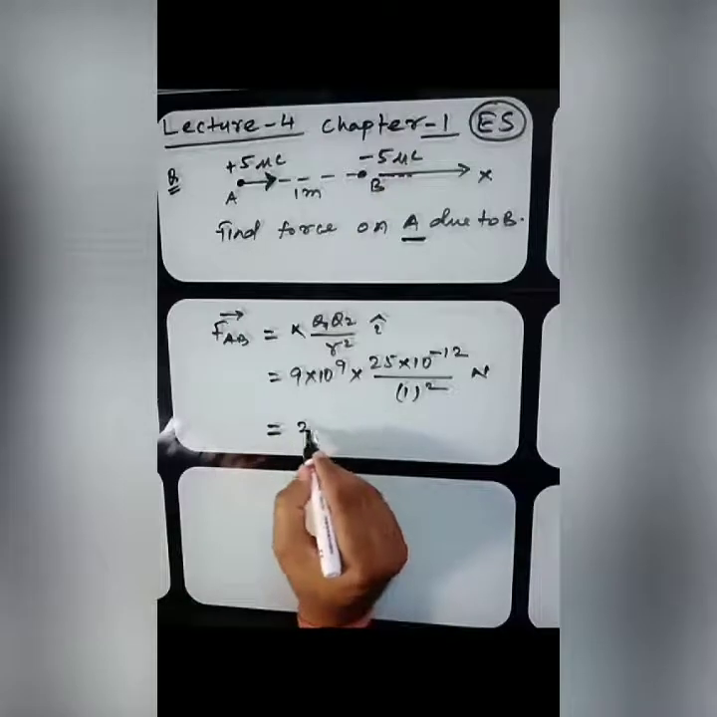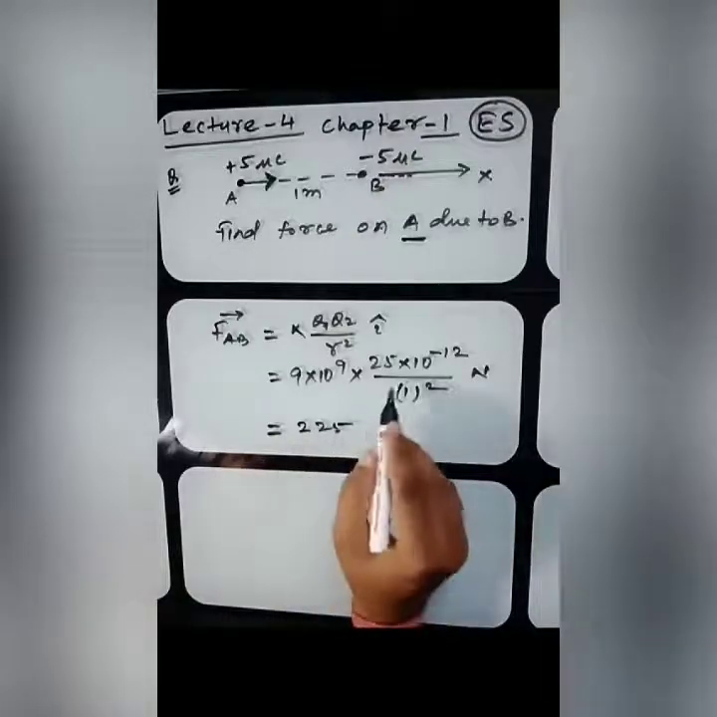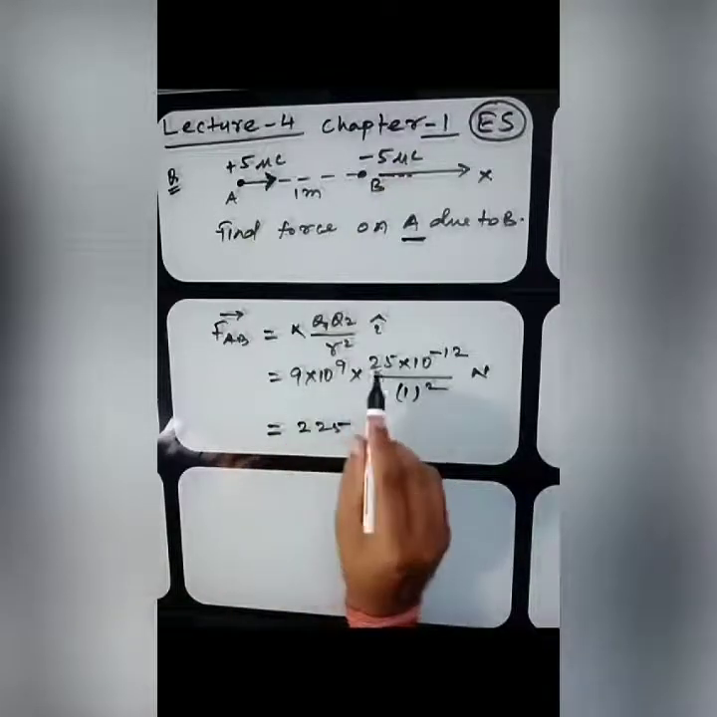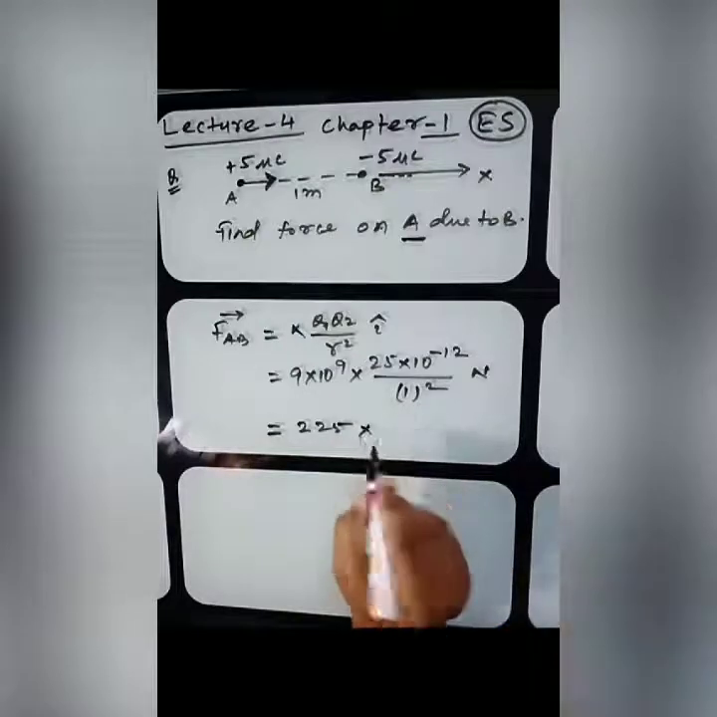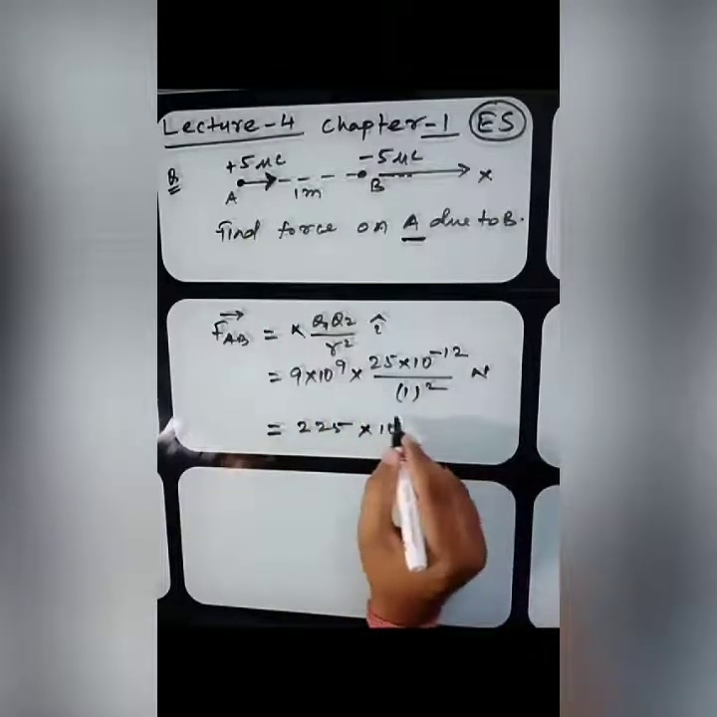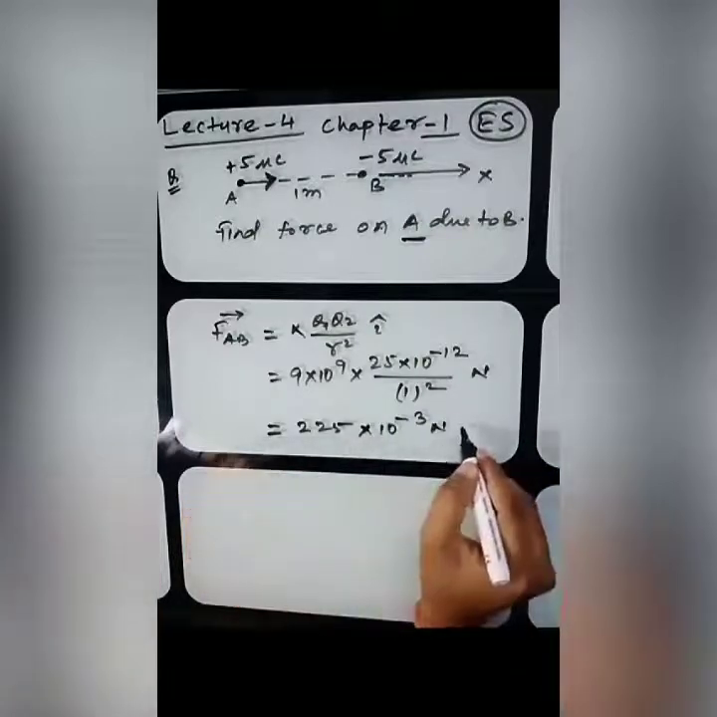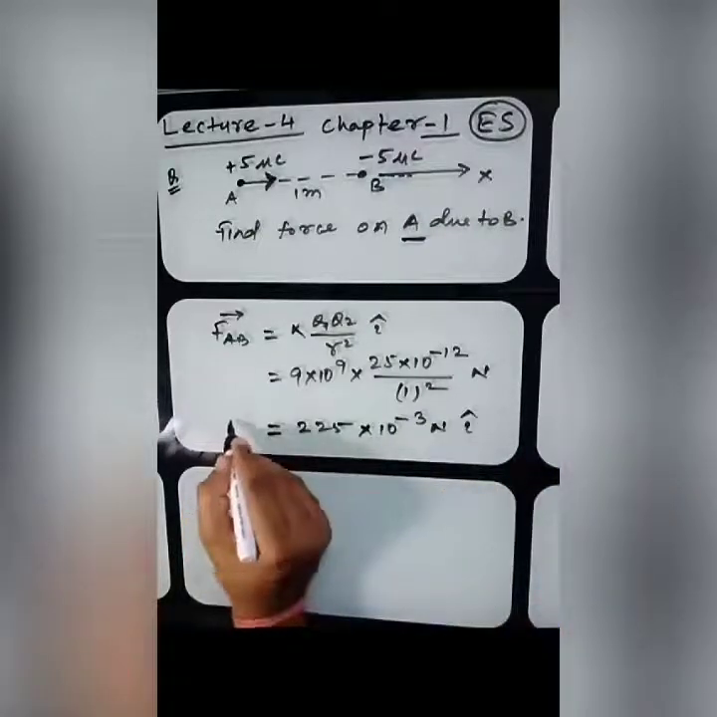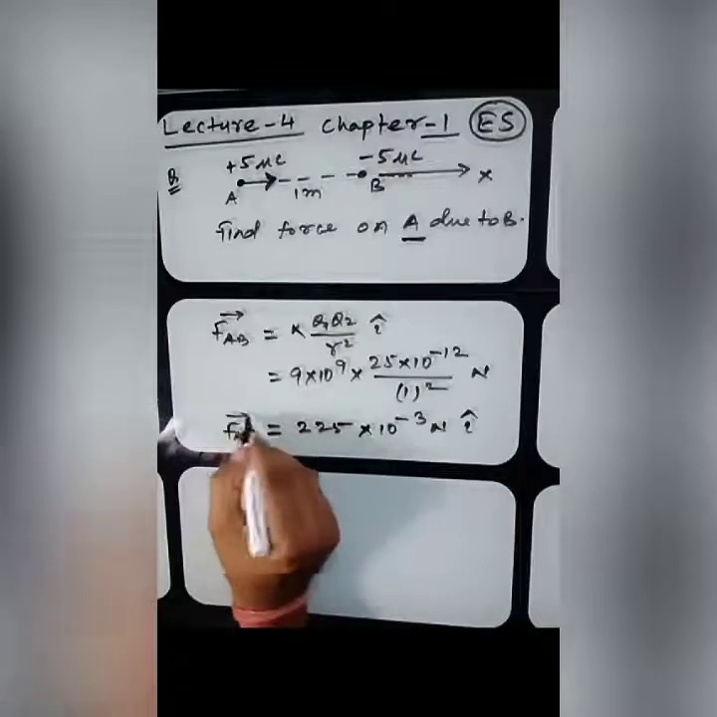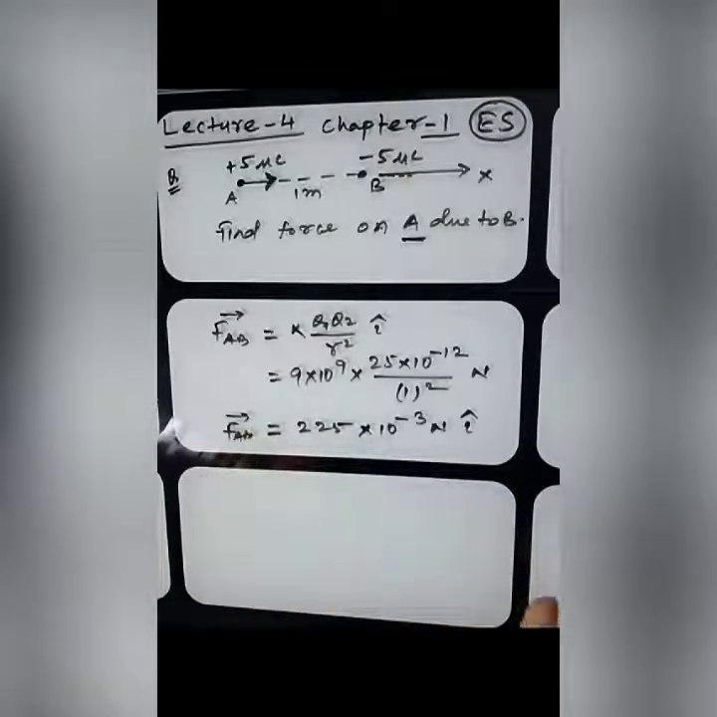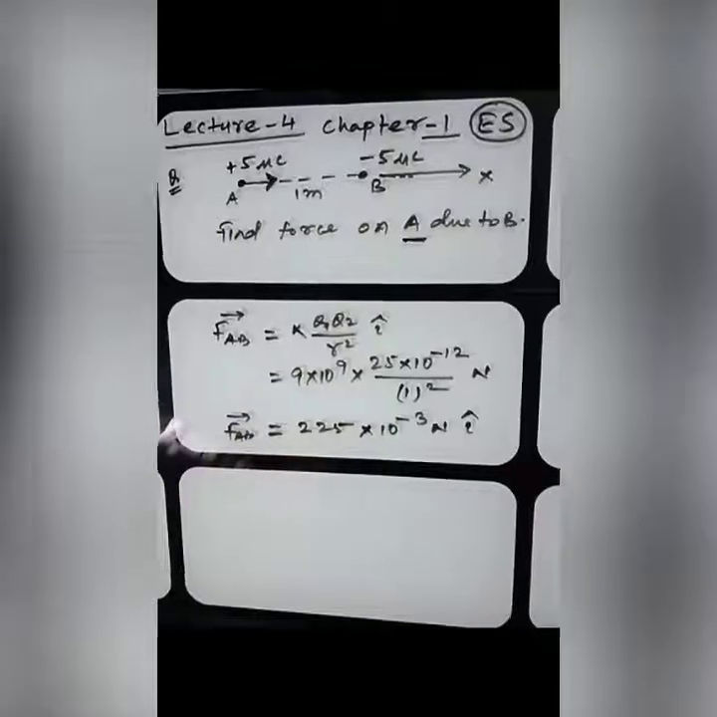It is 225 times 10 to the power minus 3 Newton. This is the direction I cap. This is the force on A due to B. You can write this force as 0.225 Newton also.